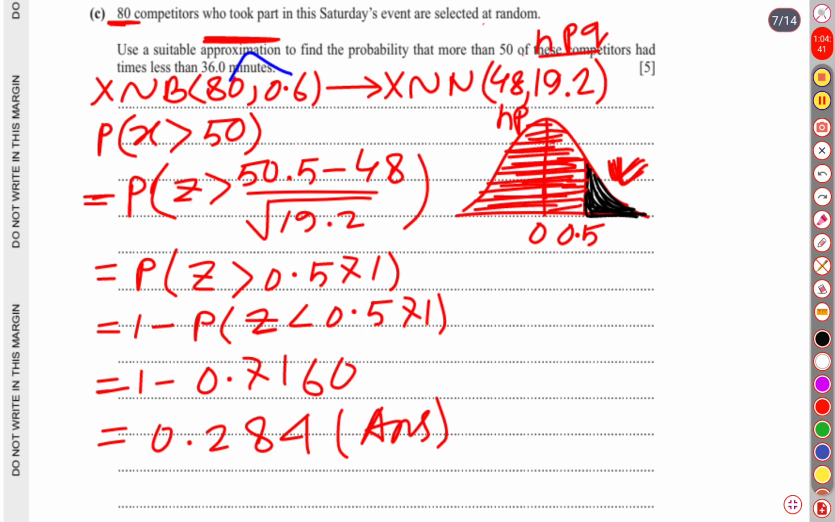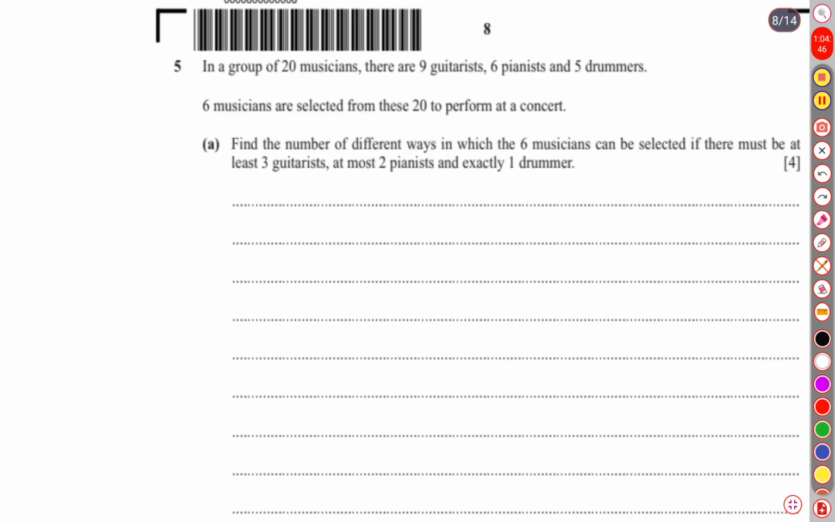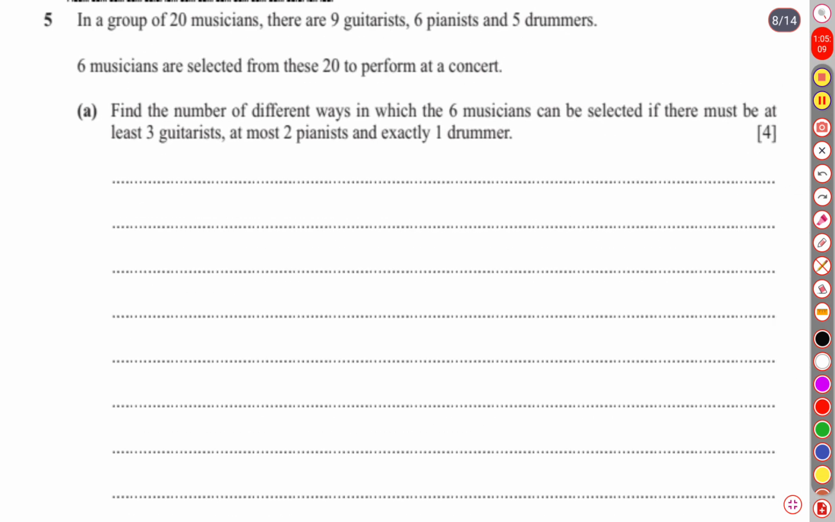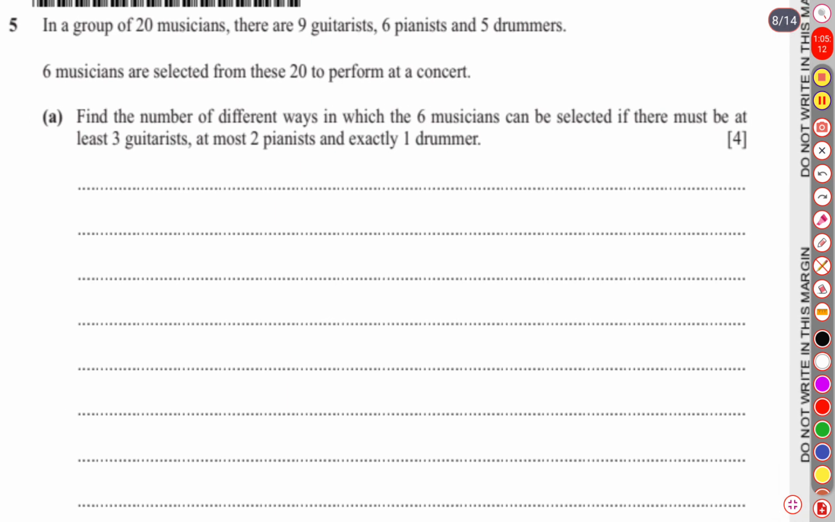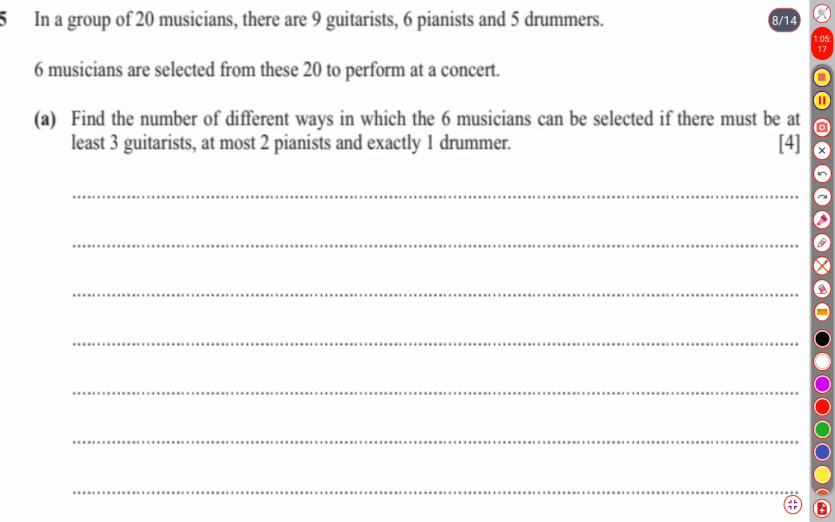The next question says, in a group of 20 musicians, there are 9 guitarists, 6 pianists, and 5 drummers. 6 musicians are selected from these 20 to perform at a concert. Find the number of different ways in which 6 musicians can be selected if there must be at least 3 guitarists, at most 2 pianists, and exactly 1 drummer. Okay, so one thing is very sure, this is actually combination because it's all about selection.